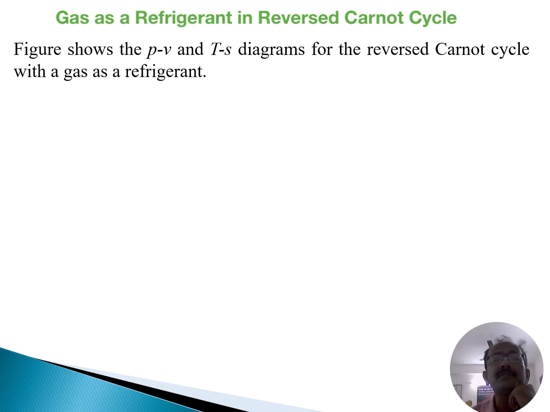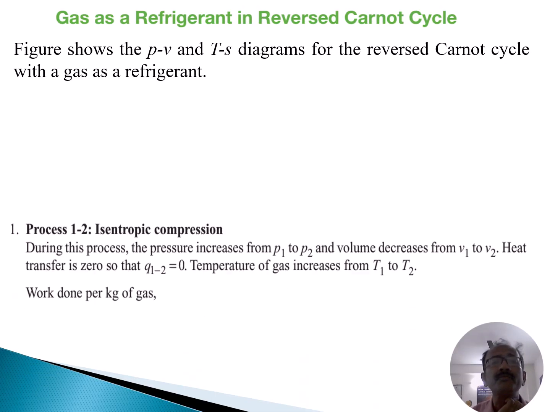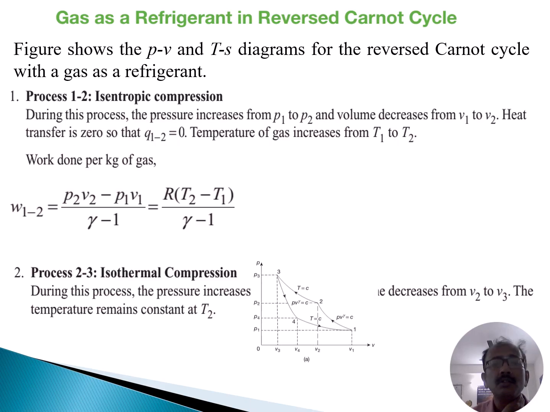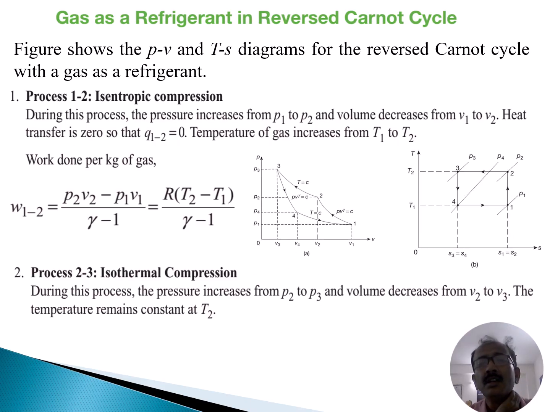Now gas as a refrigerant in reverse Carnot cycle. If you see the diagram, this is the gas as refrigerant in a reverse Carnot cycle. So the figure shows the PV and TS diagrams of the reverse Carnot cycle. This is the PV pressure-volume diagram, and this is the TS diagram. So 1 to 2, 2 to 3, 3 to 4, and 4 to 1. So 1 to 2 is isentropic compression.